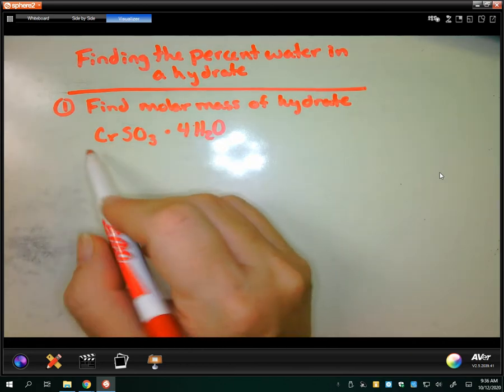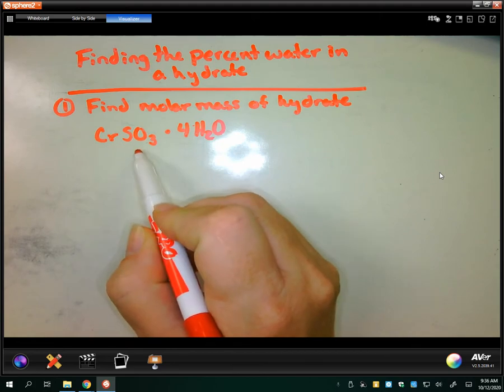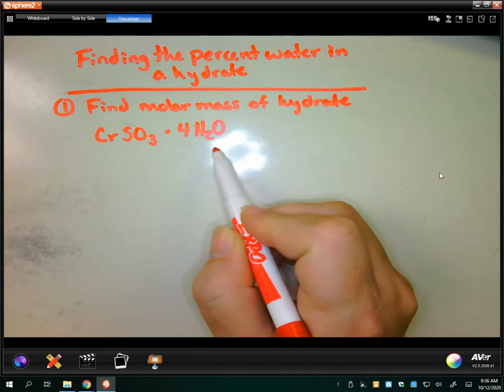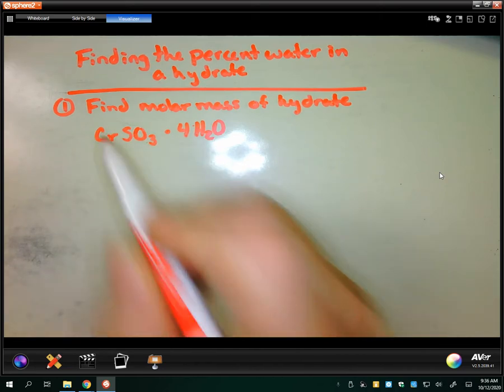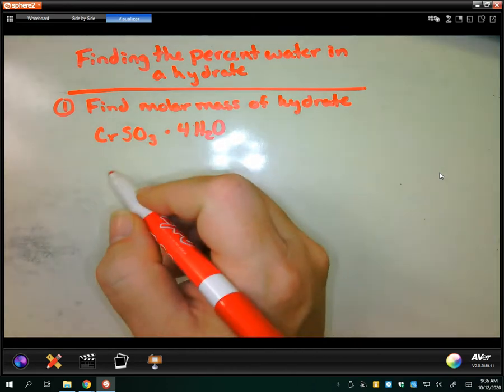And so what I like to do is find the molar mass of the ionic compound first. Then I'm going to add in the amount of water because we have this many water molecules trapped inside the formula unit of this chromium(II) sulfite.